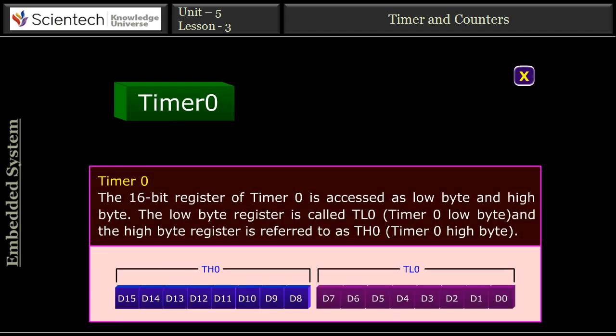Timer 0. It is a 16-bit register. Since 8051 has 8-bit architecture, this register can be accessed as two separate registers of low byte and high byte. The low byte register is called TL0, and the high byte register is referred to as TH0. The figure shows the structure of timer 0, in which D0 to D7 represents TL0, and D8 to D15 represents TH0.